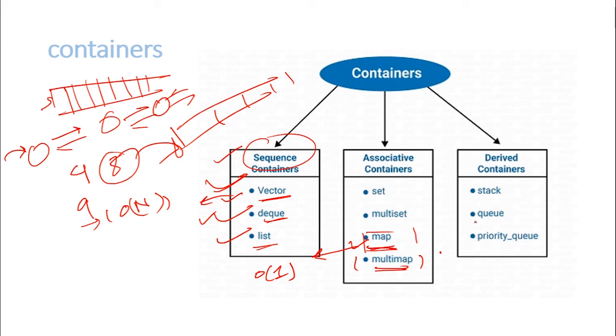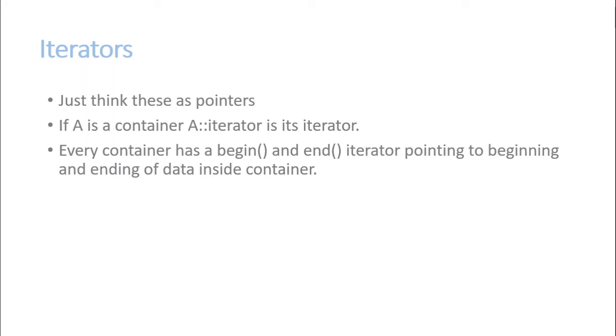But you can also push the items in the front and the back, both sides, because they have the functions called push front and push back in case of queue. And they also have the same functions of the priority queue. Now, next thing is iterators.